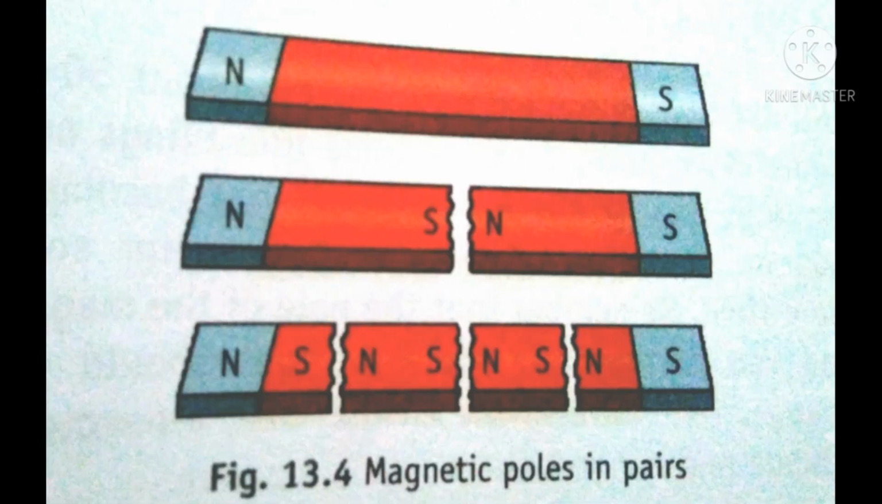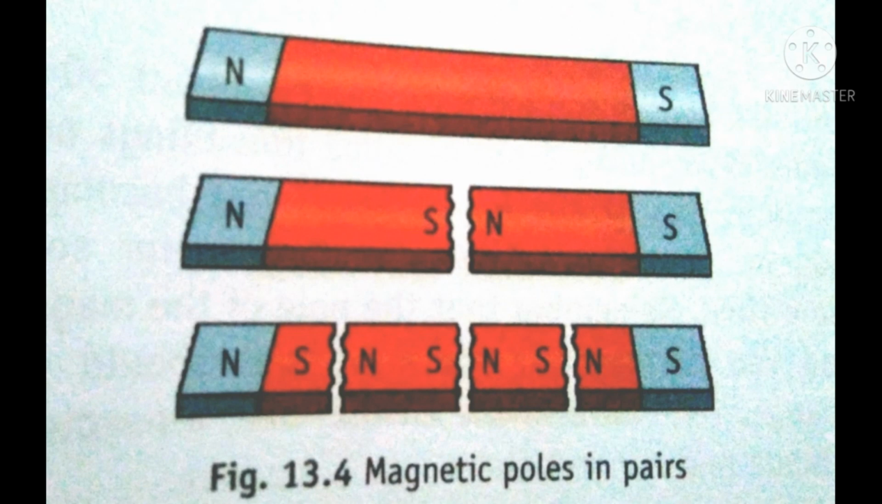Next one, poles of the magnet. The two ends of a bar magnet are called poles of the magnet. Every magnet has two poles, whatever the shape may be.